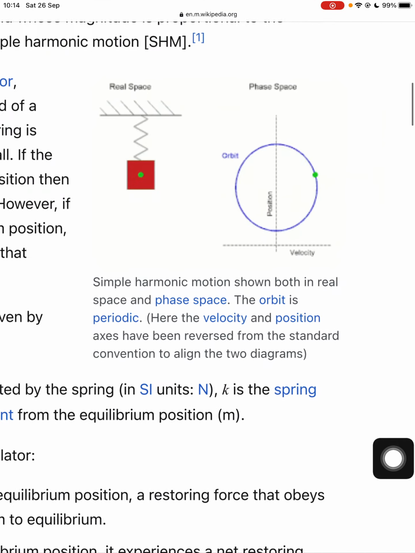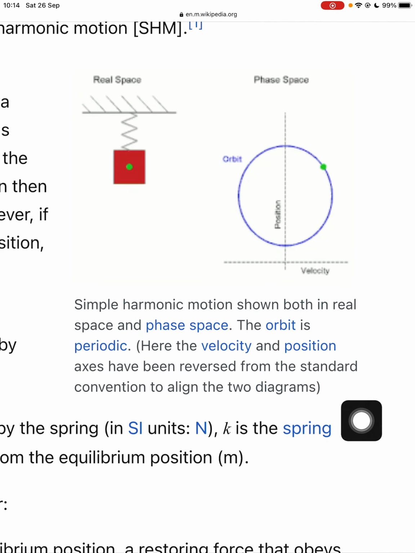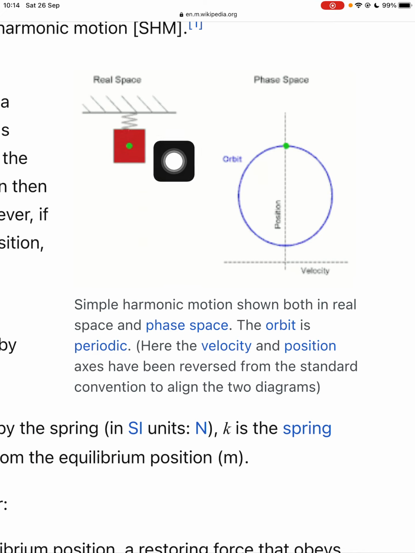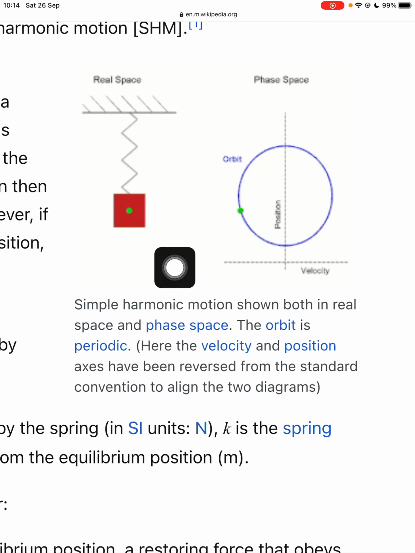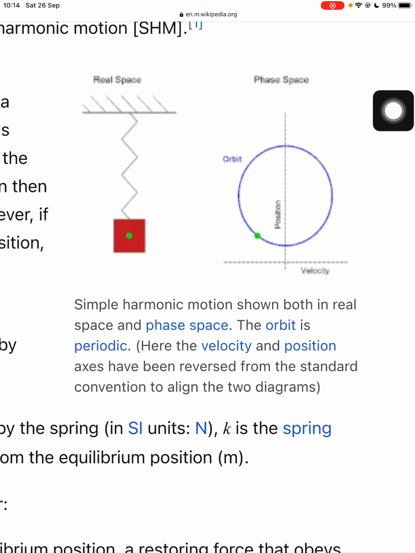You can see that if we have a spring-mass system, so we have a spring connected to a mass, and if we pull the mass in one direction, the mass just oscillates, going back and forth forever. This is called simple harmonic motion. One thing about simple harmonic motion is that the amplitude of this oscillation must be constant.